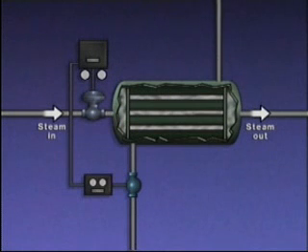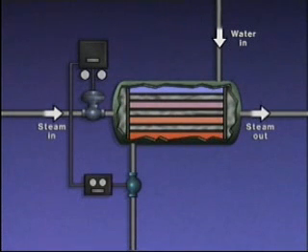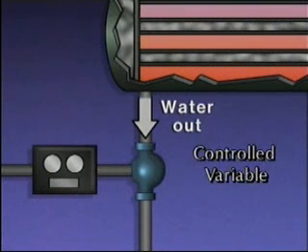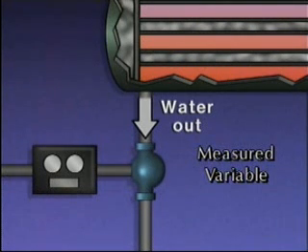The steam transfers heat to the water, which enters the heater at the top, flows around the tubes, and exits the heater at the bottom. The temperature of the water at the outlet of the heater is the controlled variable for the system. It's also the measured variable, because the control system uses it as a basis for making operating changes.